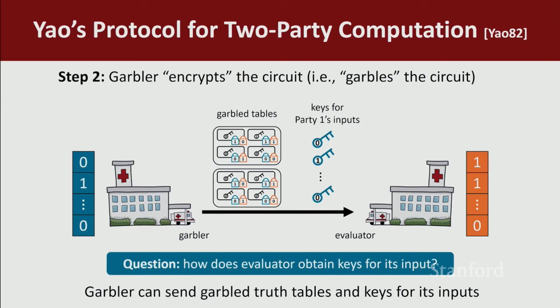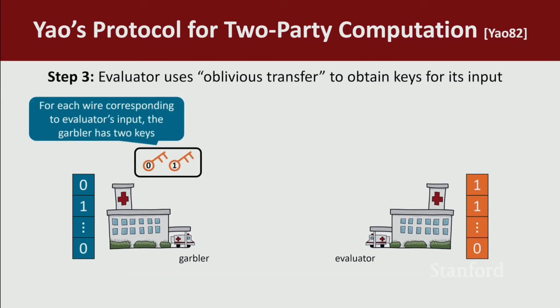So there's one final ingredient, which is the notion of an oblivious transfer protocol. I'm just going to describe it abstractly here. I'm not going to give you the concrete details. But roughly what the setup is as follows. Here we have a garbler. The garbler chose 2 keys for every wire in the circuit. So for all of the wires that are contributed by the other party, by the evaluator, it has 2 keys. But it doesn't know which key to give to the evaluator, because that depends on the evaluator's input.